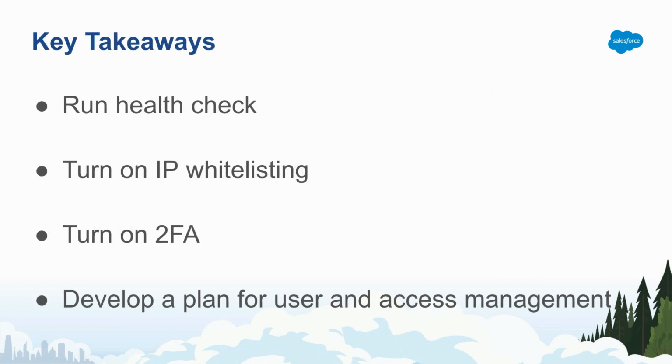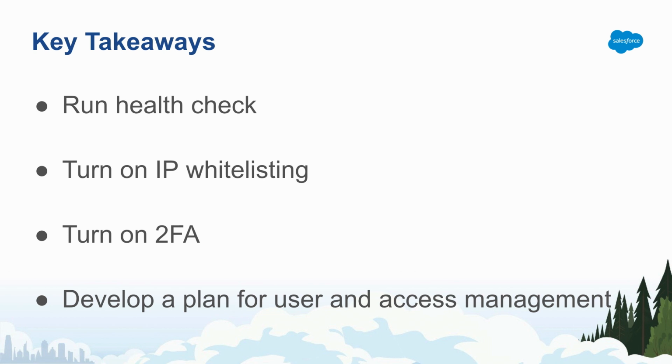So let's talk about the key takeaways, what we have learned from this presentation. First, as security engineers, admins, or developers, the first thing we have to do is go back home and run health check on our orgs. Make sure that you have a good score. If you don't, go ahead and change the settings within your org. Try to improve the health score.